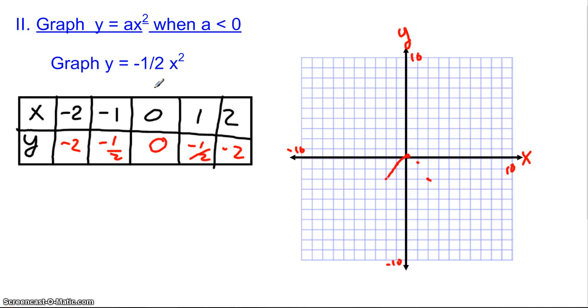That we now have a U that is not right side up. It's upside down. So what about this equation flips a parabola upside down?